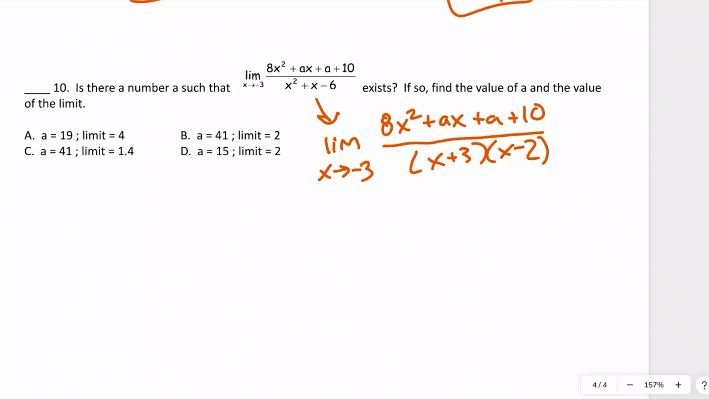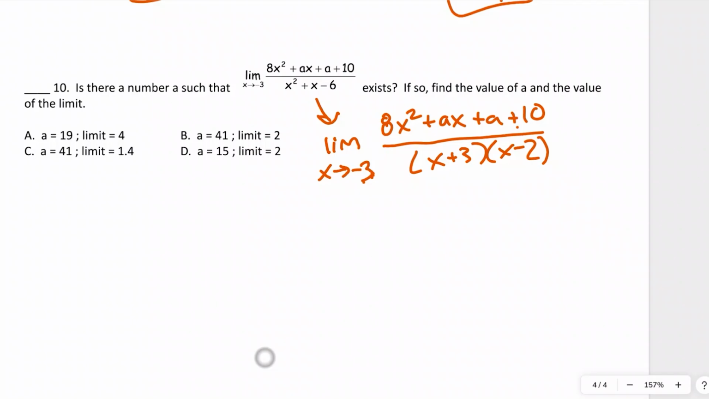But if we want the limit to exist, we want there to be a hole or a removable asymptote at -3. Then the numerator has to be divisible by x plus 3. Or in other words, the value of this numerator, when x is -3, must be 0. Let me say that again, but write it. I'll completely write it out here.